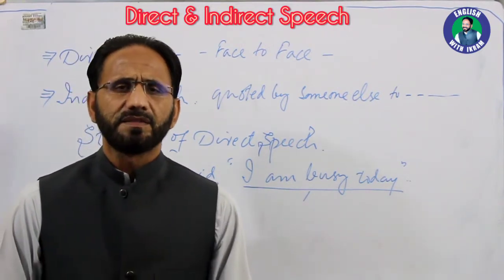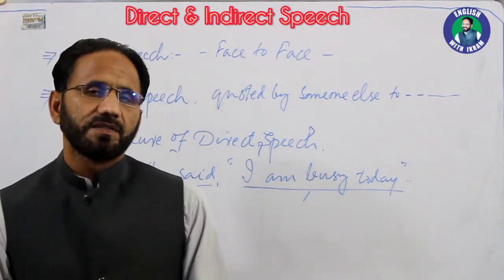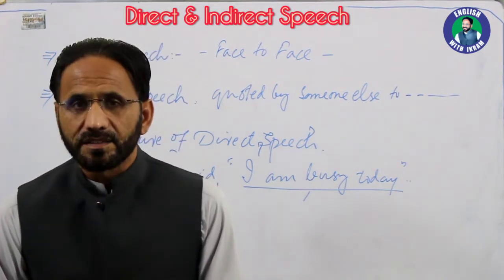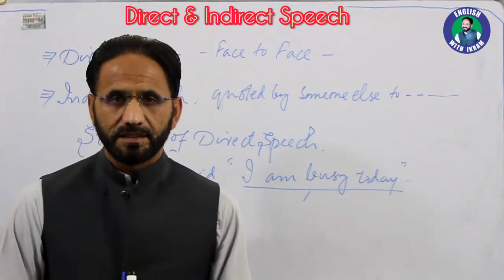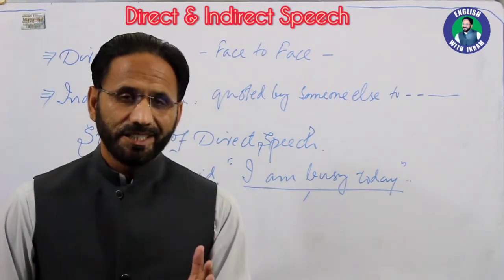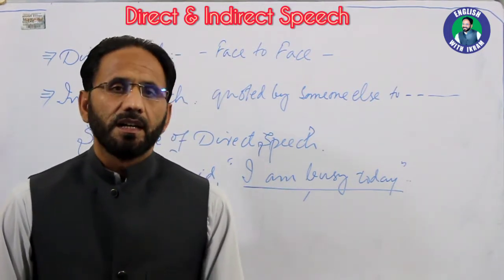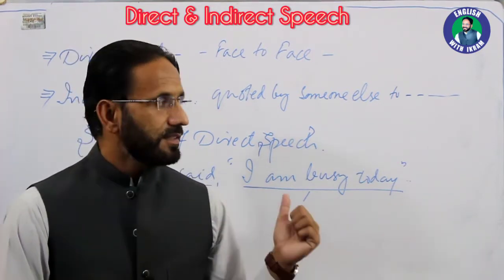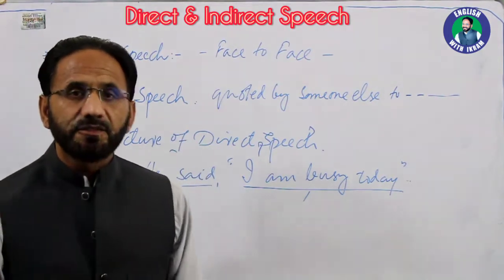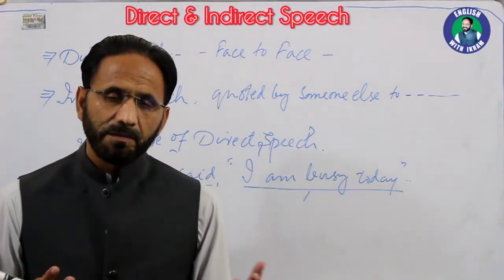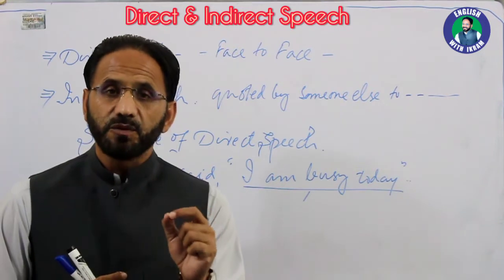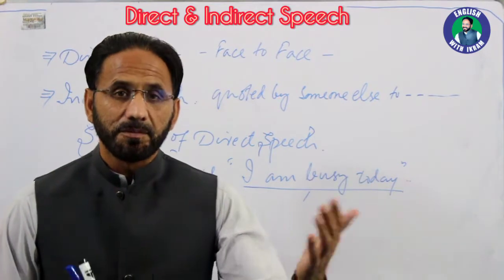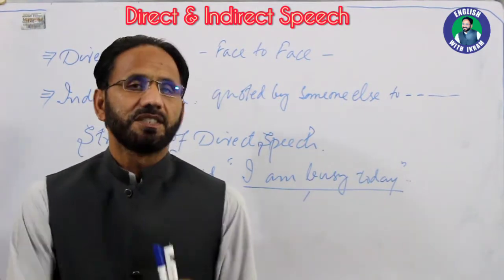You know, there are different kinds of sentences: simple sentences, interrogative sentences, exclamatory sentences, optative sentences. So there are different kinds of sentences for narration, for direct and indirect speech. Today, I'm going to discuss only simple sentences. Let's start. Direct speech is face-to-face speech, but when that face-to-face speech is narrated to someone else by someone else, there are certain changes which occur.